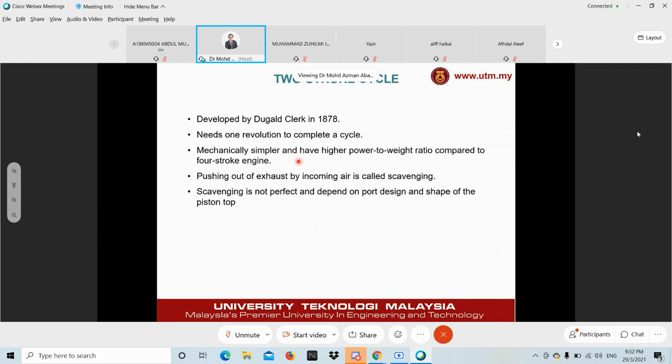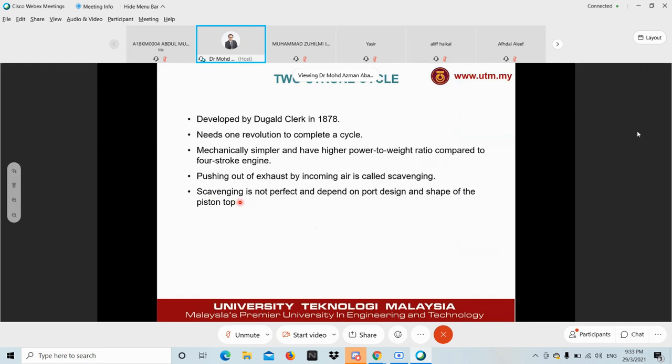It pushes out exhaust by incoming air, which is what we call scavenging. So Zuhaimi, your motorcycle is always doing scavenging, pushing out the exhaust. That is the only way it can expel all the burned gases outside the cylinder or combustion chamber. Scavenging is not perfect, and it depends on port design and the shape of the piston top.